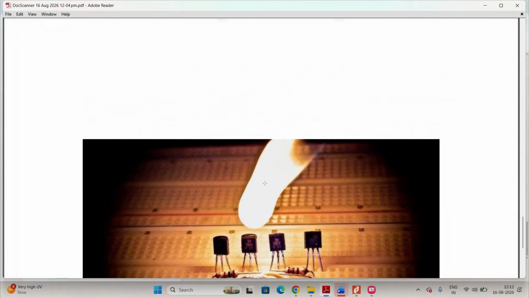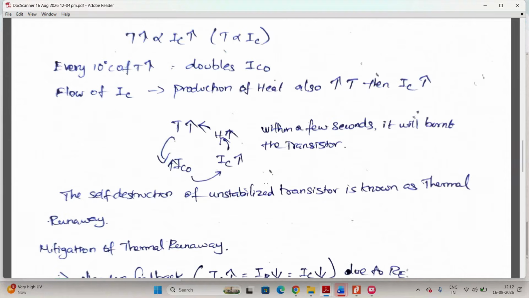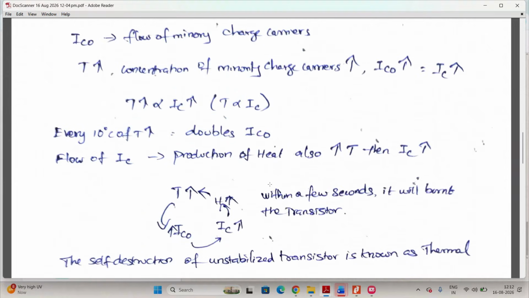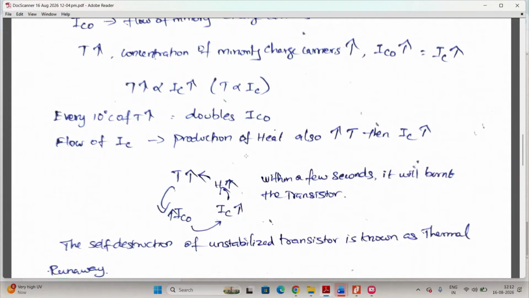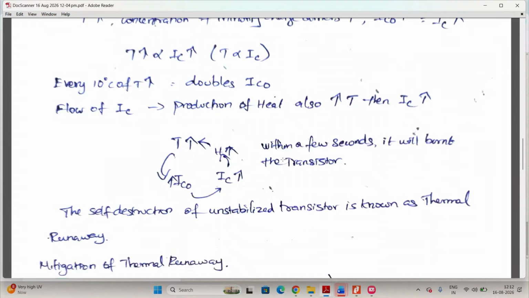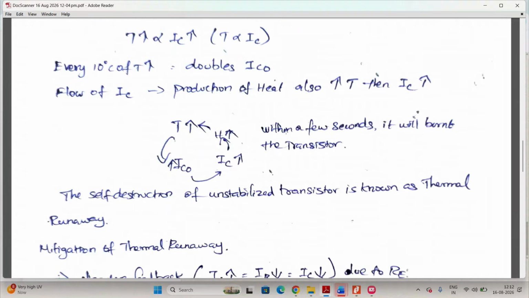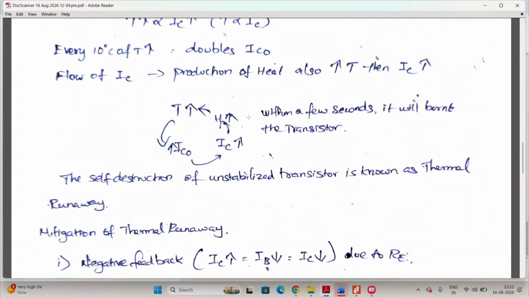Right. So this is what I am showing here to understand it very easily. The self-destruction of an unstable transistor is shown as thermal runaway. So the capability of transistors, we have to know, is meant to be thermal stability. So how can we make it not have thermal runaway, or how can we mitigate thermal runaway? What can we do to reduce this?